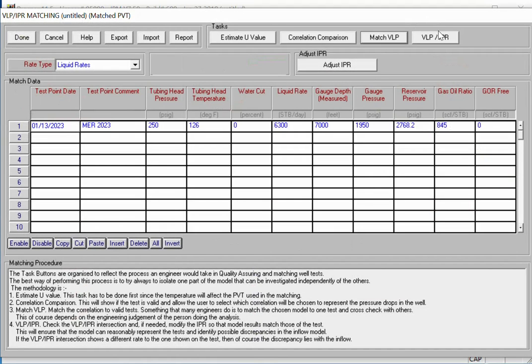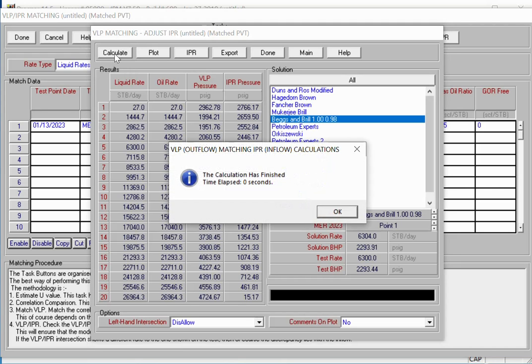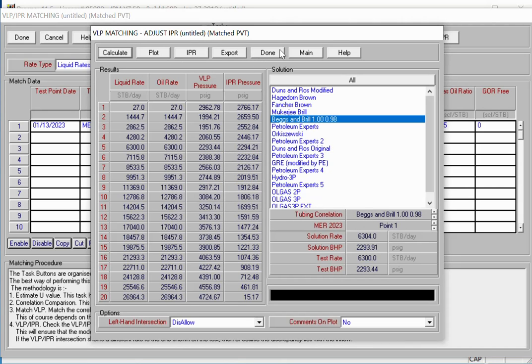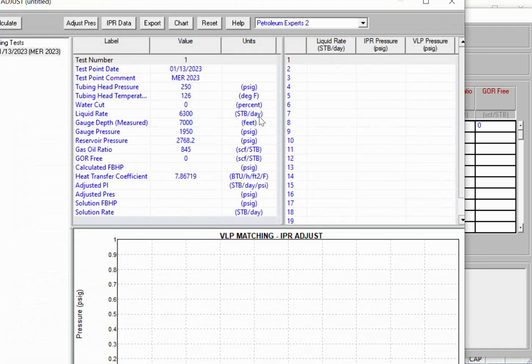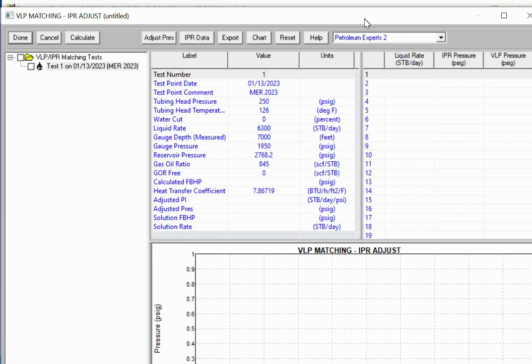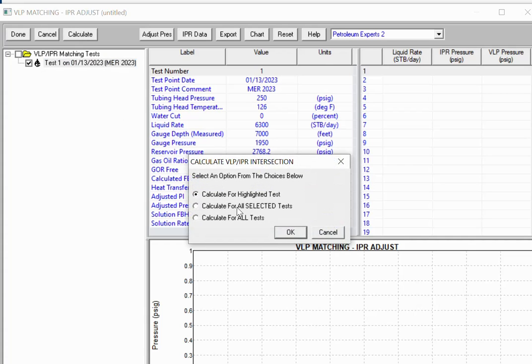Let's look at something else. Okay, I think we are done with this. Let me calculate again. We are good, so I go done. You can also look at adjusting the IPR, but before we do that, oh, my screen is outside the region again. Okay, so I'm going to select this test. Let's just select that and then calculate for highlighted text.